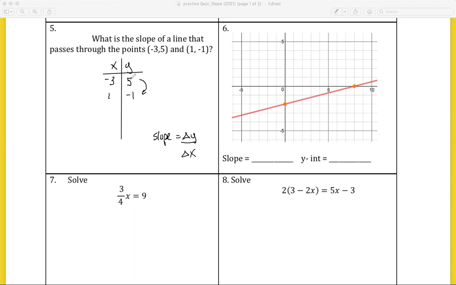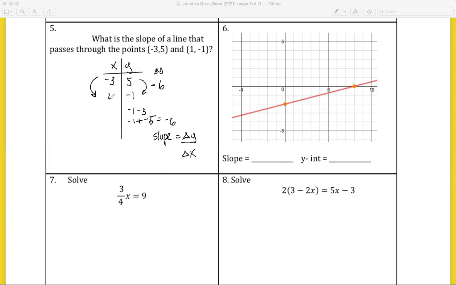The change from 5 to -1, that's a decrease. -1 is a smaller number than 5, so I lost something. I have less than I had before. End minus start, -1 minus 5 is -1 plus -5, which is -6. So the change in y is -6.